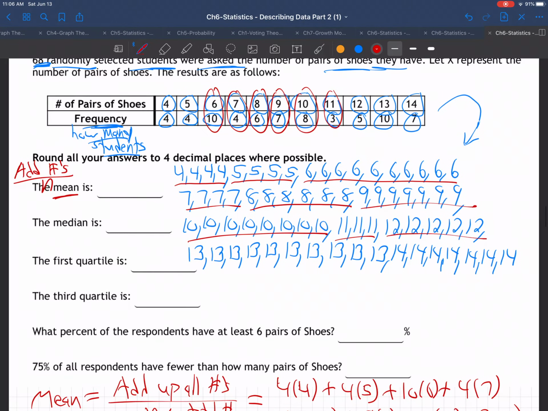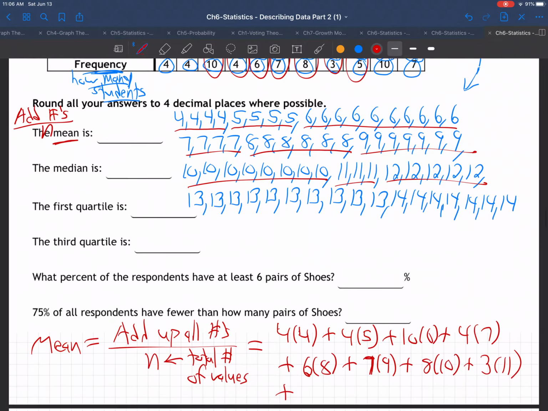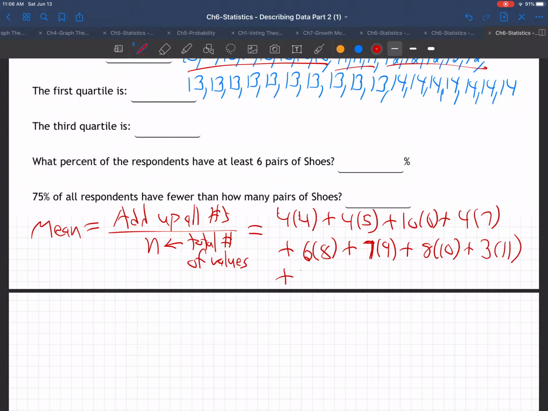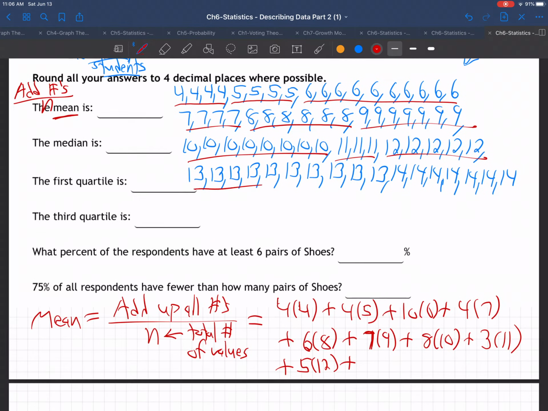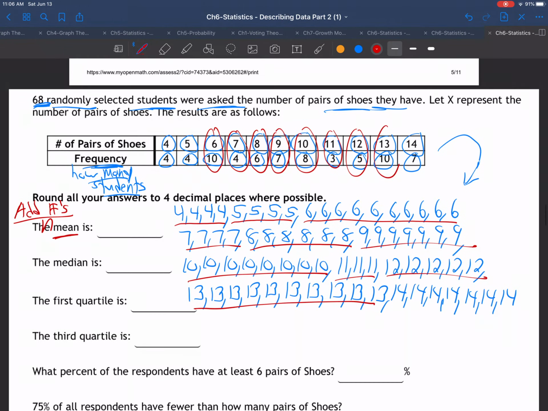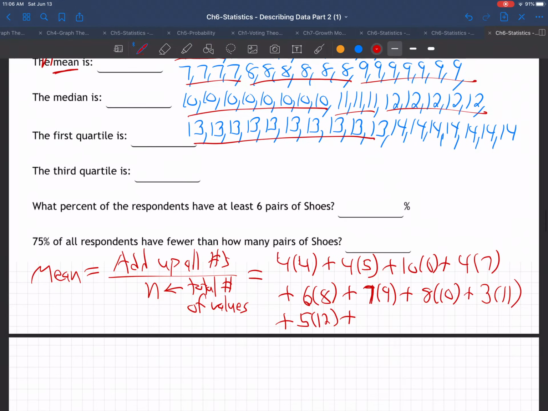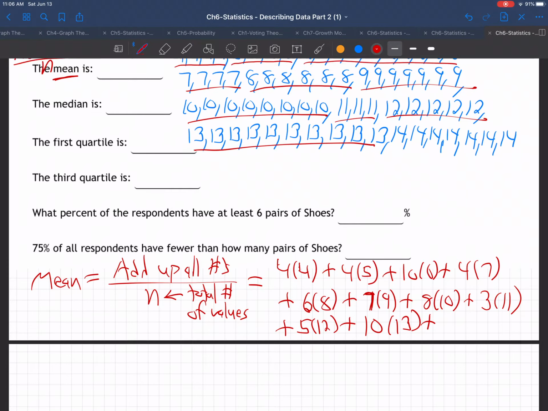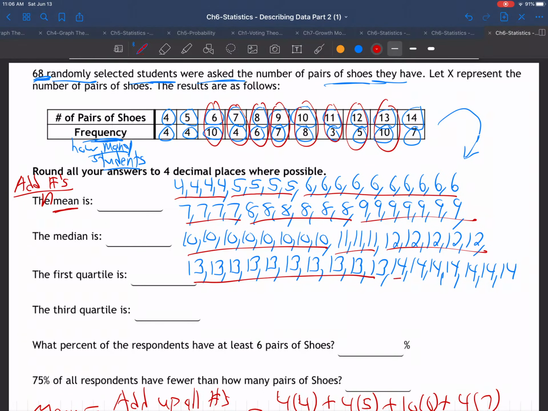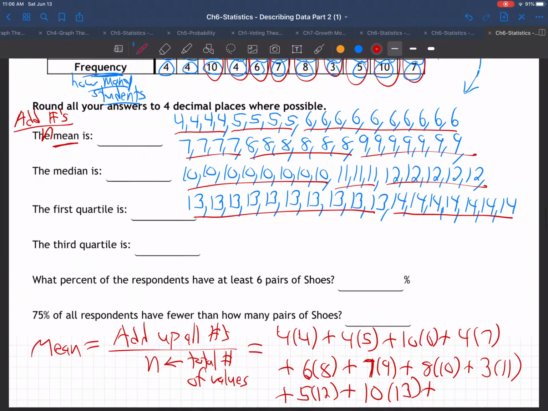Plus a bunch of 12s. How many 12s? 5 12s. Plus a bunch of 13s. How many 13s? 10 13s. Plus, and then a bunch of 14s, 7 14s.